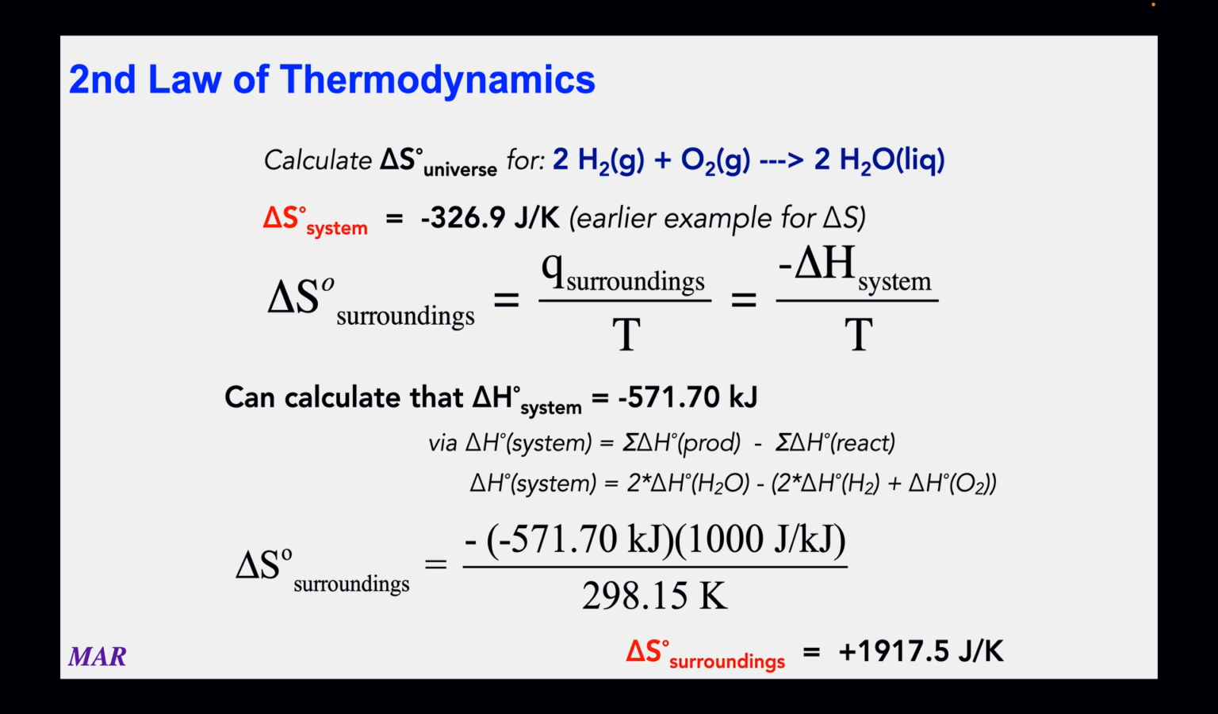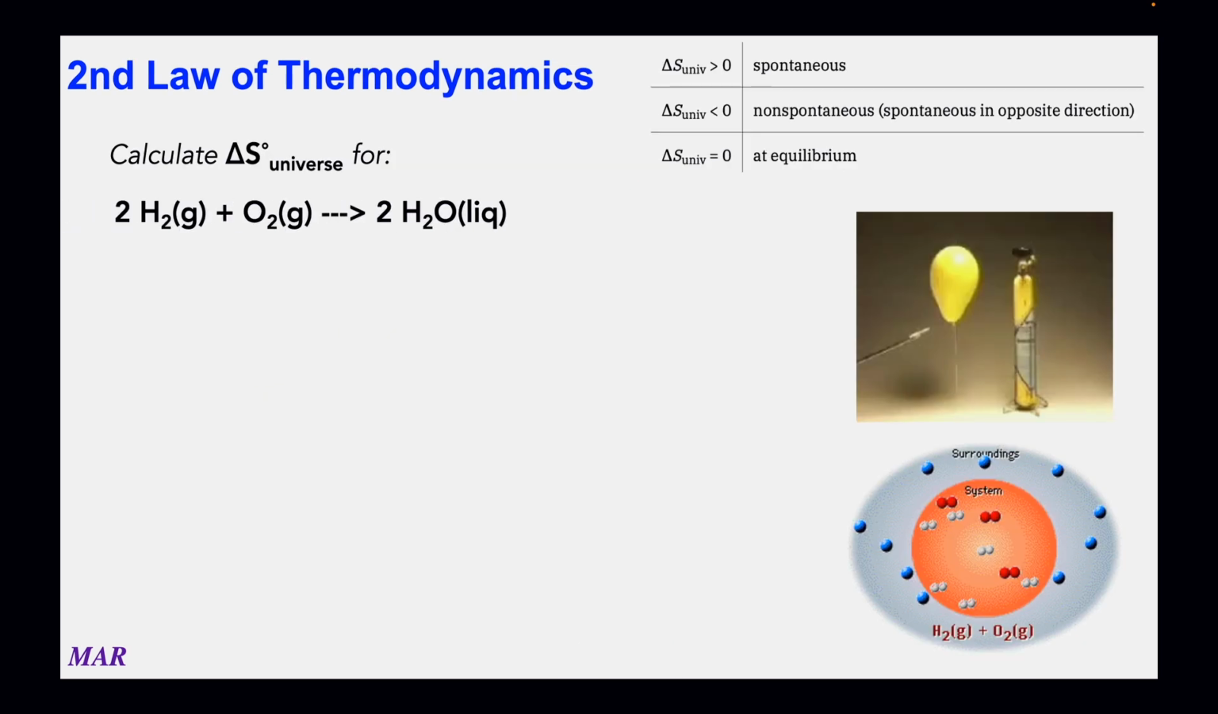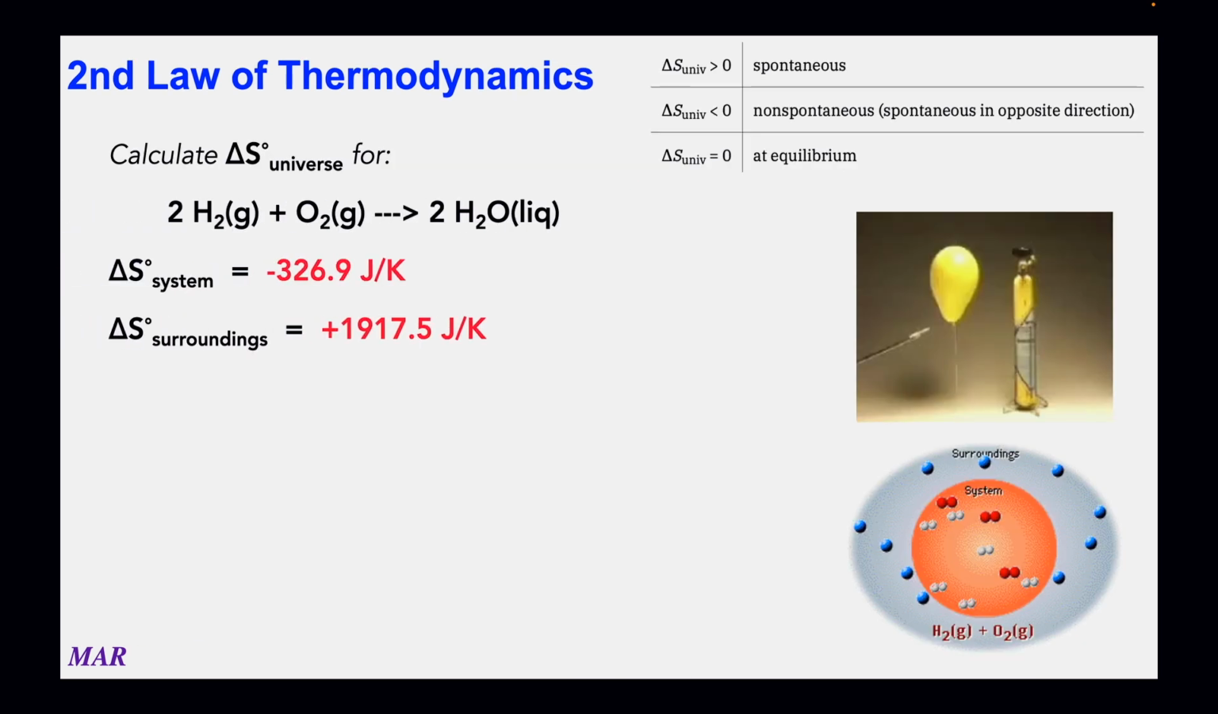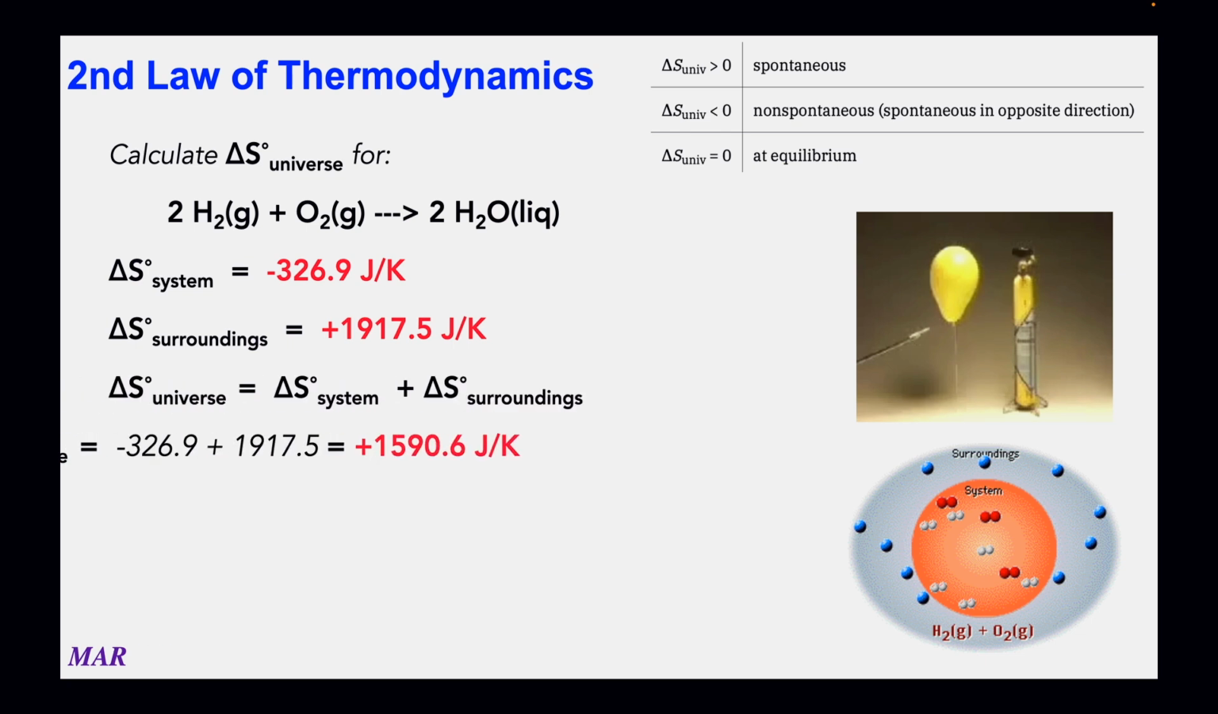At this point, you have a delta S of the system and you have a delta S of the surroundings. And remember, system plus surroundings is what equals the delta S of the universe. So if you take those two values that we just calculated, the system and the surroundings, and you add them together, you're going to get the delta S of the universe. And sure enough, it comes out to be a positive number.